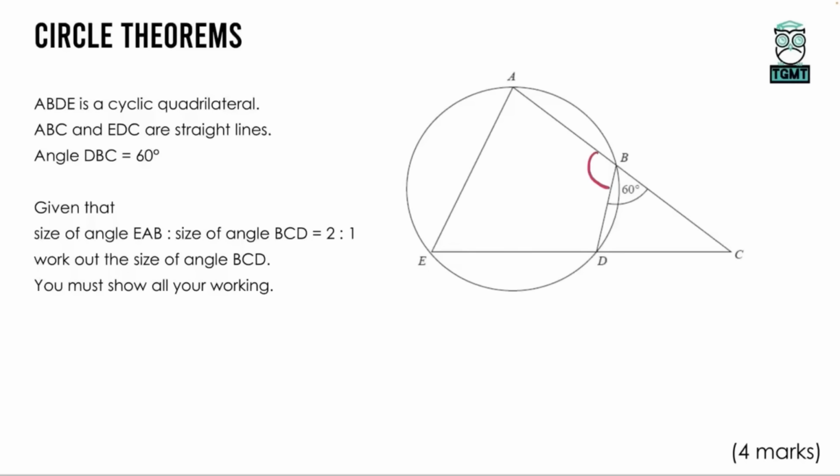Right, let's just find this angle on the straight line, then I'm going to come back to that ratio. So this one on the straight line here, they've got to add up to 180, so that is 120 degrees. Right, let's go back to this ratio.